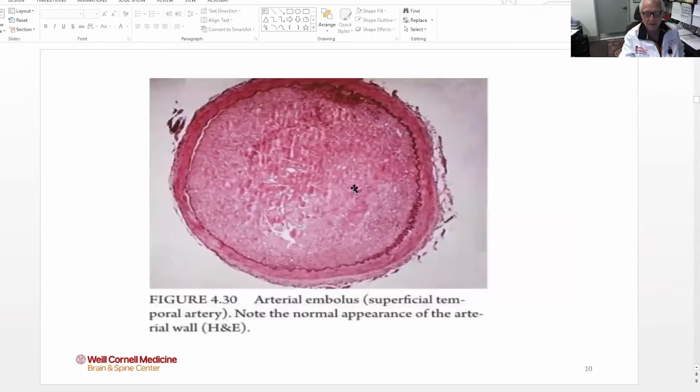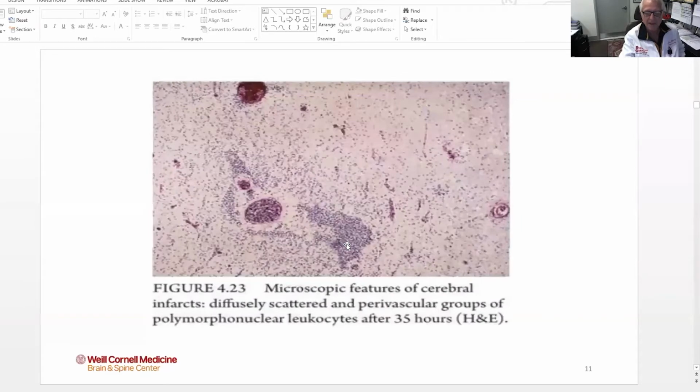An embolus, this is an example of an embolus in a distal vessel, the superficial temporal artery. And again, you can see that the basement membrane here remains relatively intact. This is an acute episode, so the intima, the media, the muscular component doesn't have lipid deposition in it, and you don't see swelling of the cells, and the adventitia appears to be relatively intact.